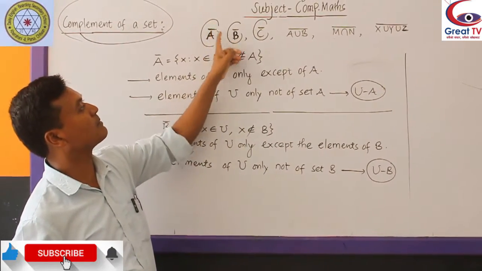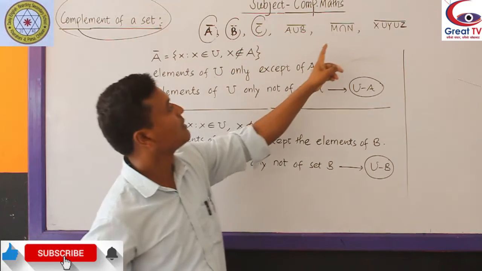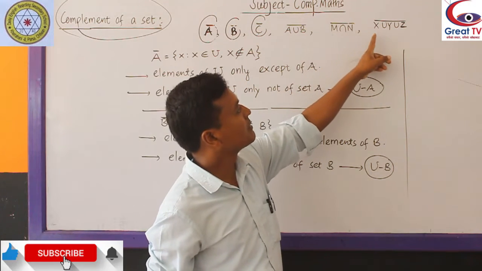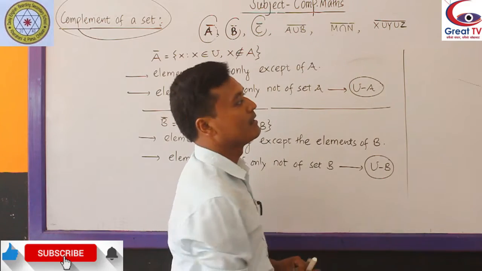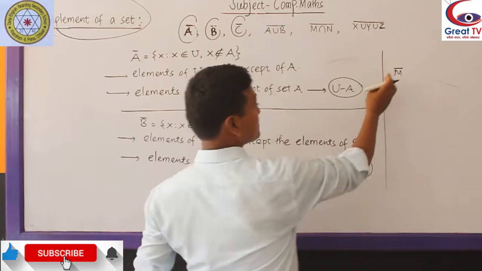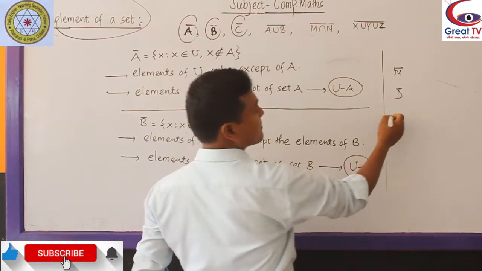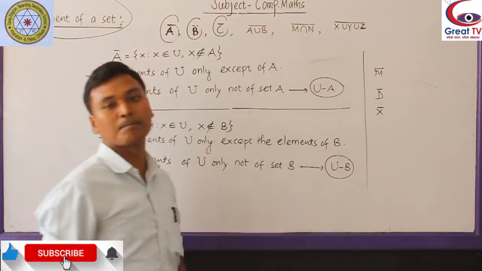A bar means A complement, B complement, C complement, A union B complement, M intersection N complement, X union Y union Z complement. If we have M bar, it means M complement; D bar, D complement; X bar, X complement.